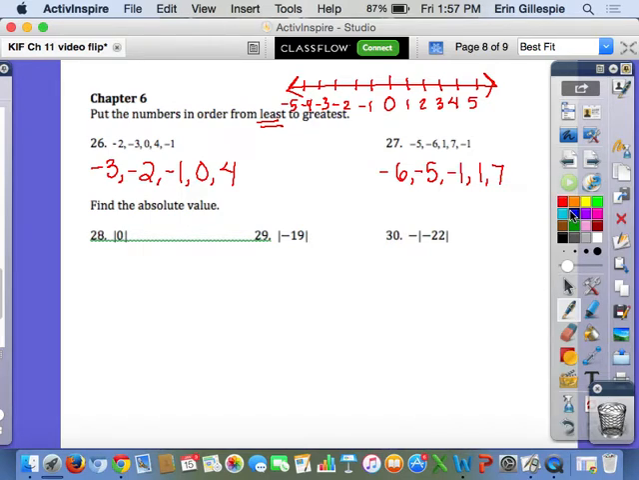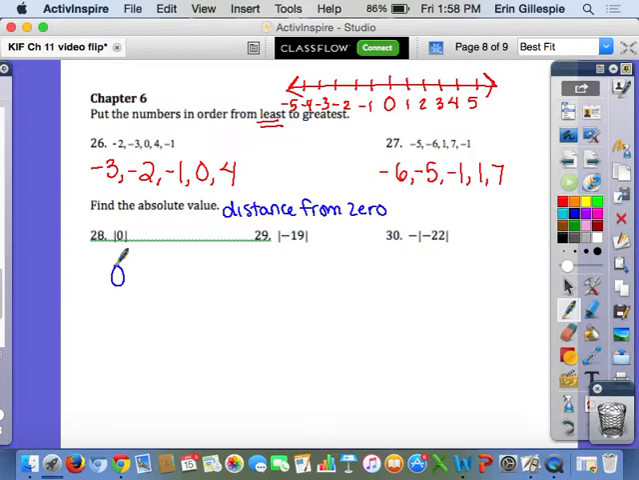Absolute value, remember the definition of that is the distance from 0. Distance isn't negative. So I don't care if it's 5 away to the right of 0 or 5 away to the left of 0. Both negative 5 and positive 5 would have the same absolute value of 5. They are 5 units away from 0. The absolute value of 0, well, 0 isn't anything away from 0. So the answer here is 0.